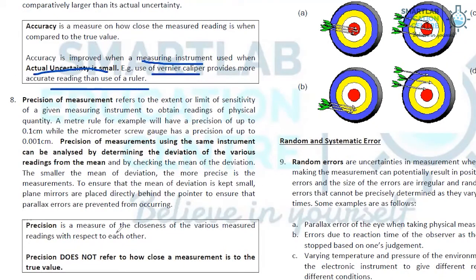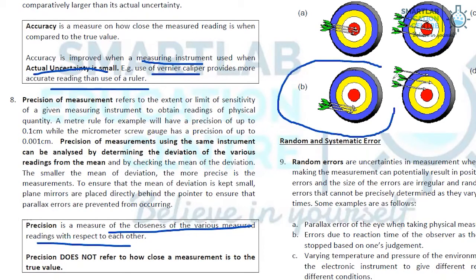Precision is a measure of how close those various measured readings are with respect to each other. So if your readings are precise, or all clustered very closely, it does not mean that they are accurate.